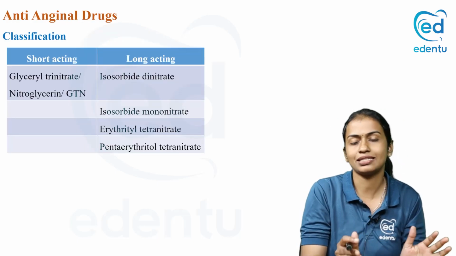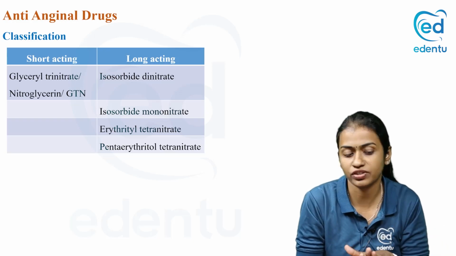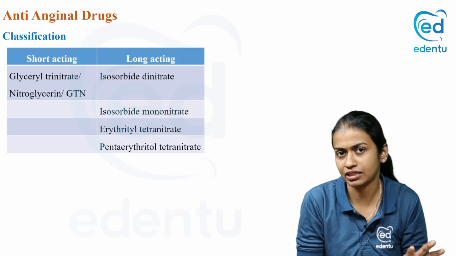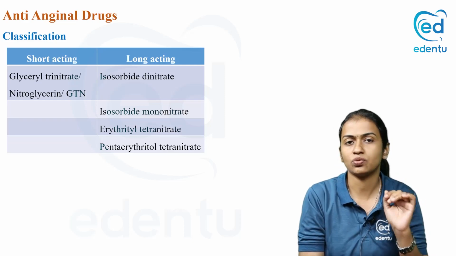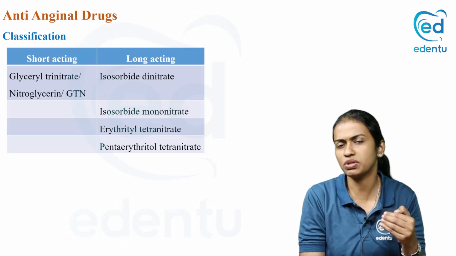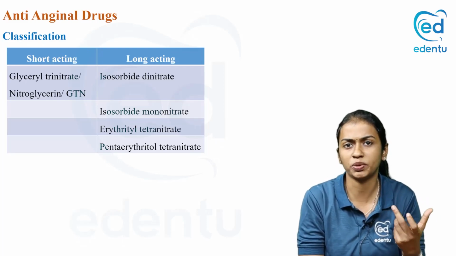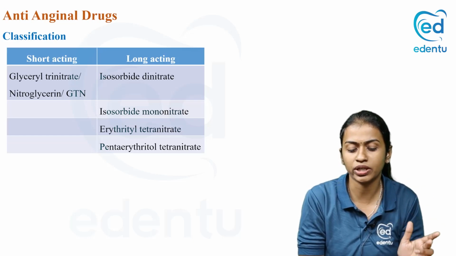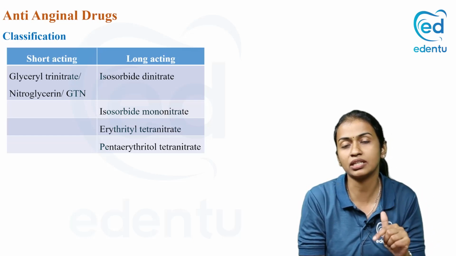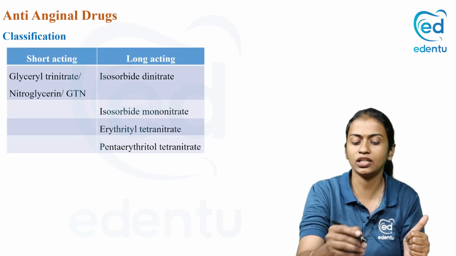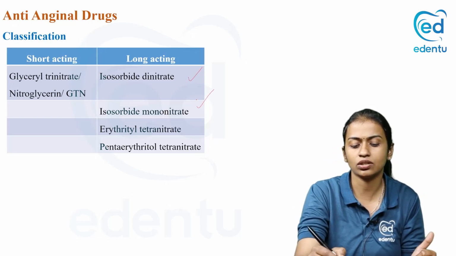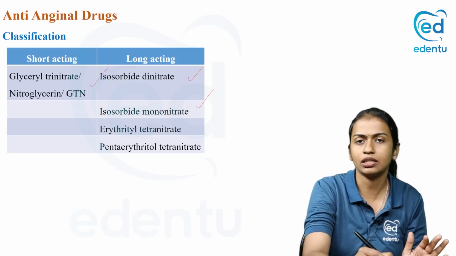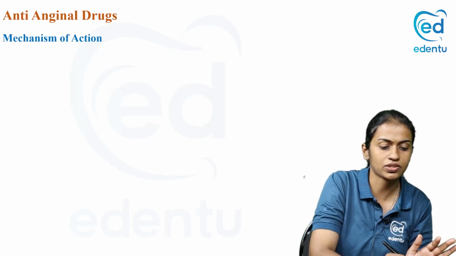So what are the examples, or in other words, what's the classification of nitrates? We have short acting and long acting. Short acting, we have glyceryl trinitrate or GTN, otherwise known as nitroglycerin, which we can keep sublingually, and oral preparations are also there. Long acting, you have isosorbide dinitrate, mononitrate, erythrityl tetranitrate, pentaerythritol tetranitrate and so on. Any 2 examples you can study. The commonly used ones are isosorbide mononitrate, isosorbide dinitrate, and glyceryl trinitrate, otherwise known as nitroglycerin.